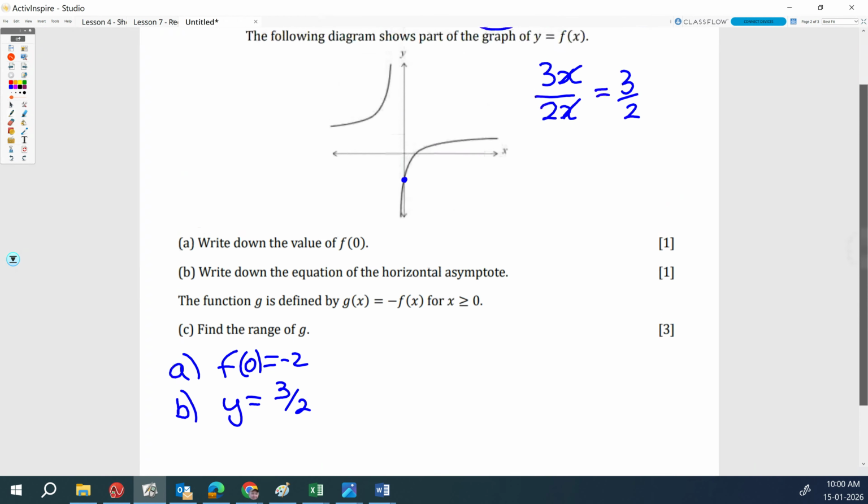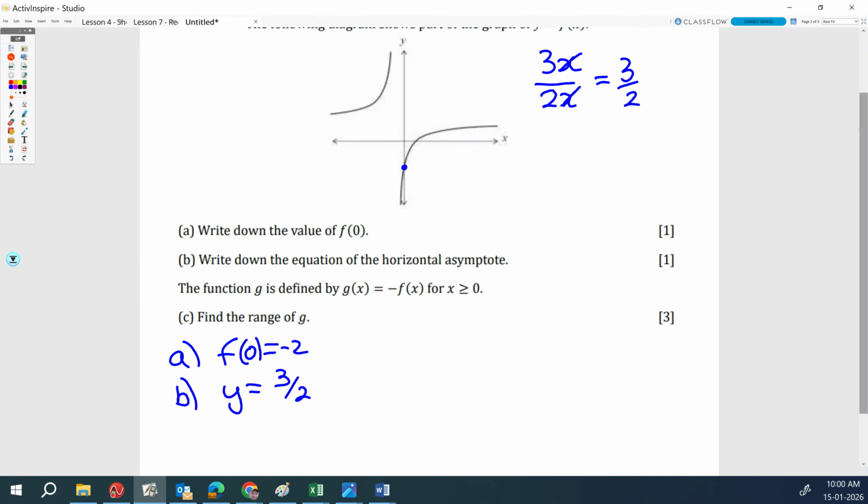We need to find, for the domain x greater than or equal to 0, the range of g. We've actually just figured it all out in the last question. We've got that horizontal asymptote of y is equal to 3 over 2. We're taking this section of the graph and turning it upside down.